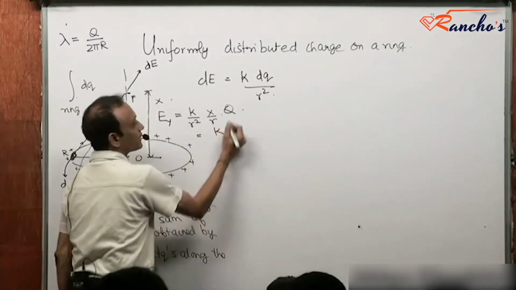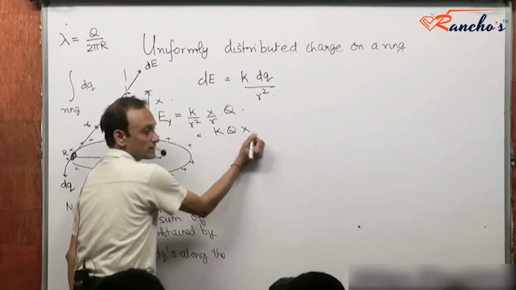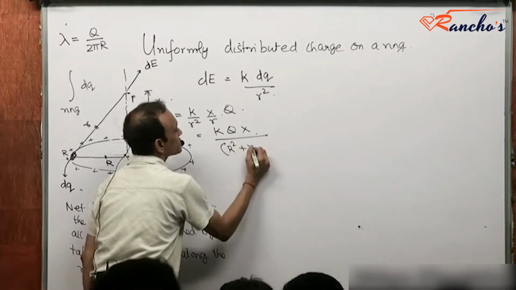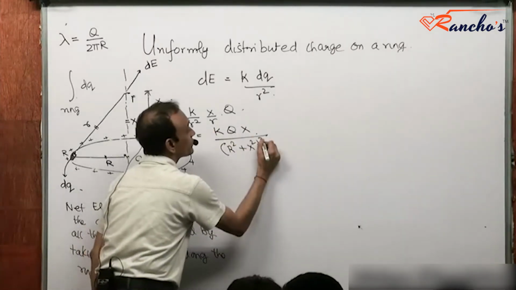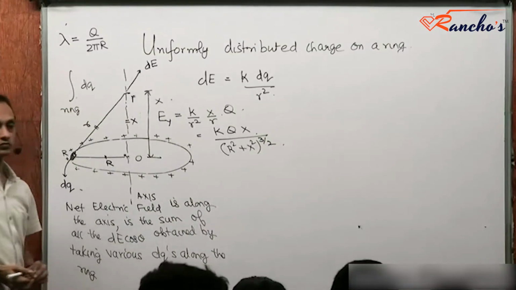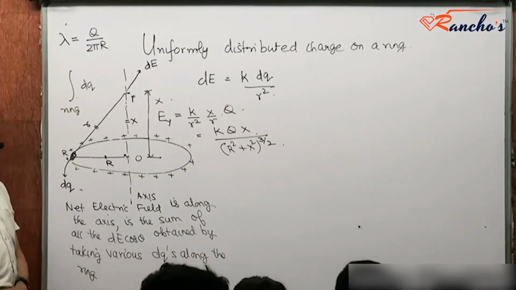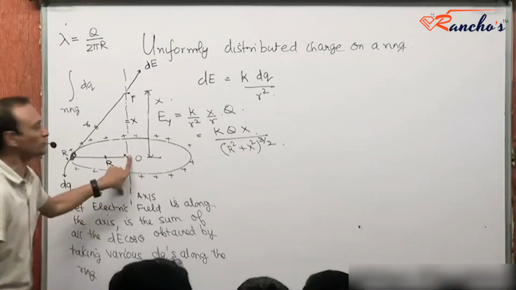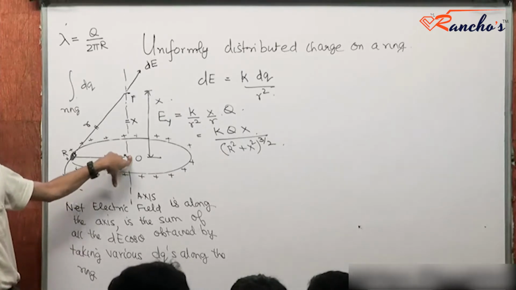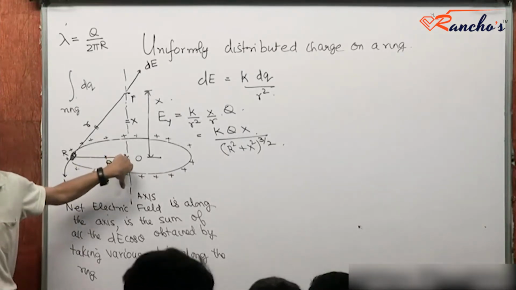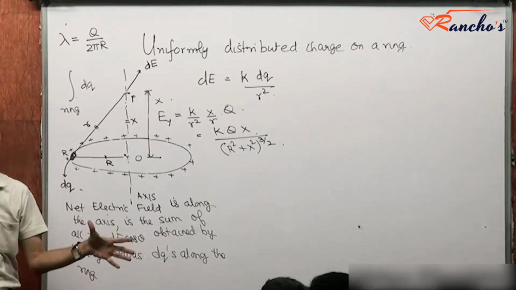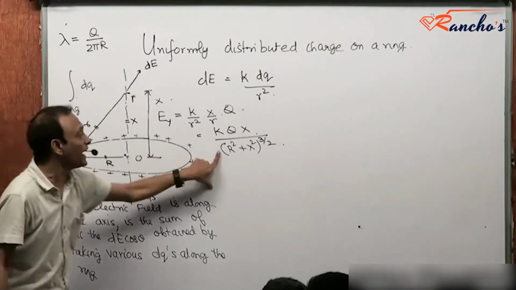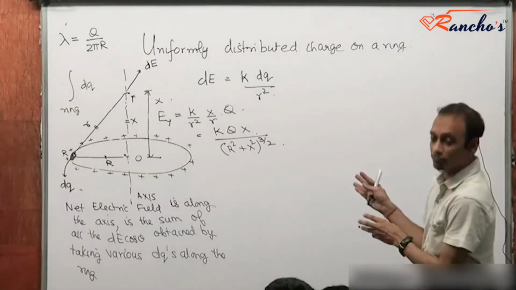This is K times the total charge on the ring times x divided by r cubed. Small r cubed is (R squared plus x squared) to the power half, to the power 3, so 3 by 2. That's how E varies along x. If you plug in x equal to 0, you're talking of the center of the ring, and the electric field is going to be 0. That means if you placed a unit positive charge here, it will experience no net force. If you place a unit positive charge here, it will experience a net force in this direction and of this magnitude. I have a lot more discussion on this.